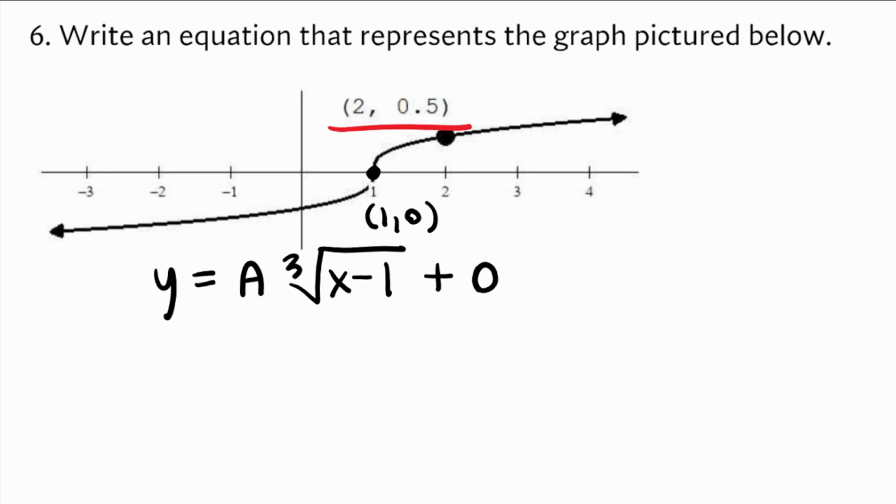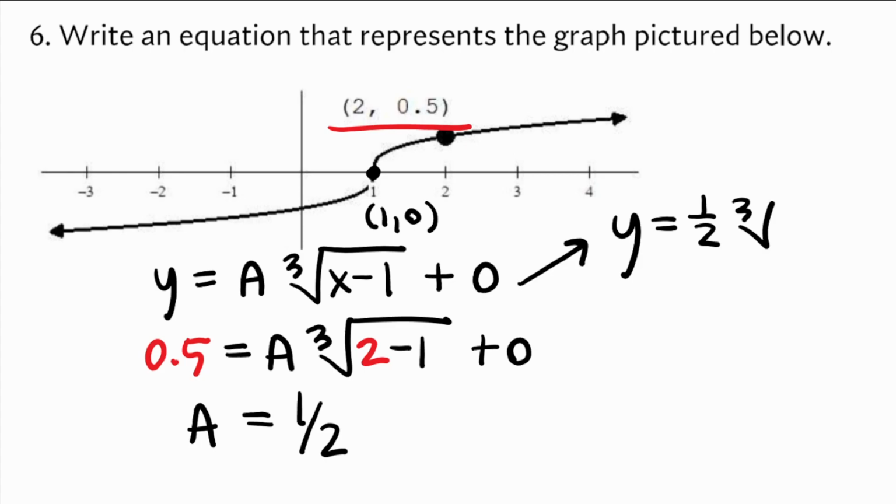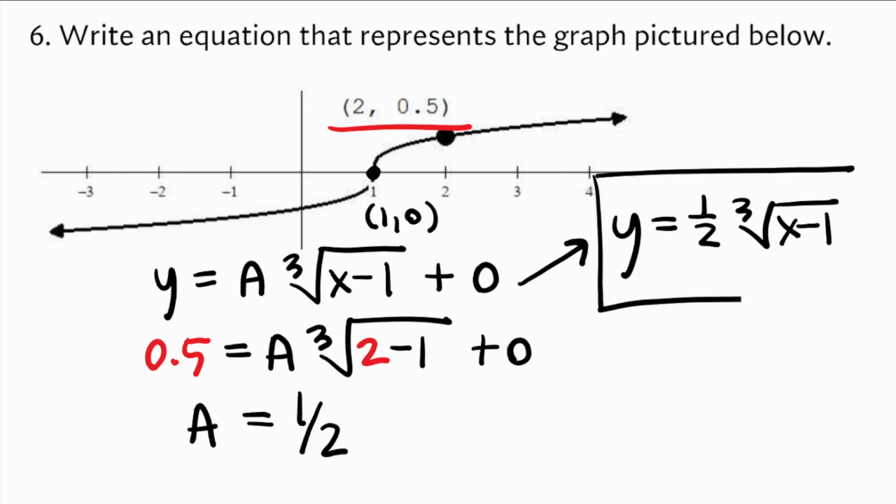So I'm just going to say y is 0.5 and x is 2. a times the cube root of 2 minus 1 plus 0. So 0.5 equals a. So a is 1/2. Meaning that my equation is going to be y is 1/2 times the cube root of x minus 1 plus 0. Well, I don't need to write that. Okay, I've got myself an equation.